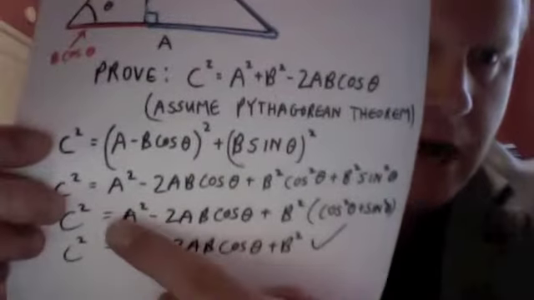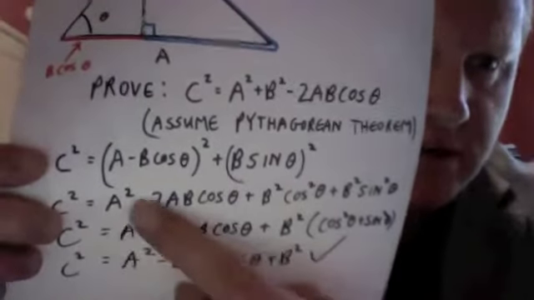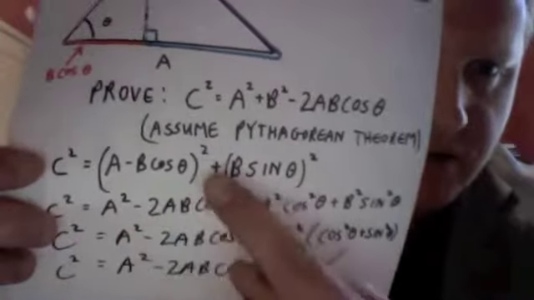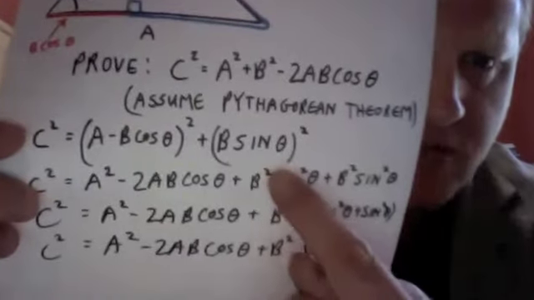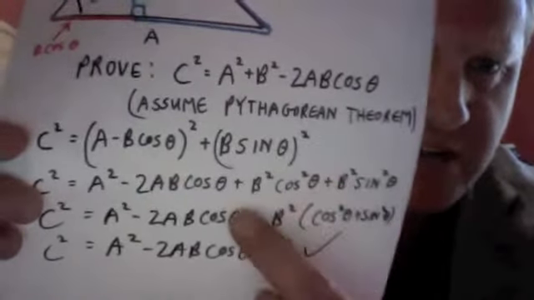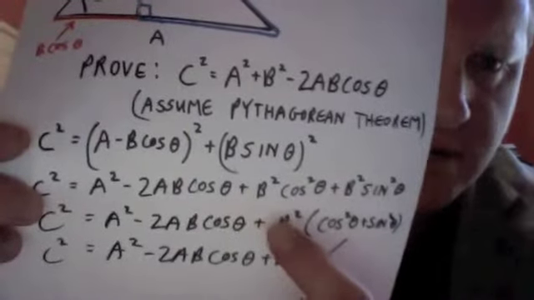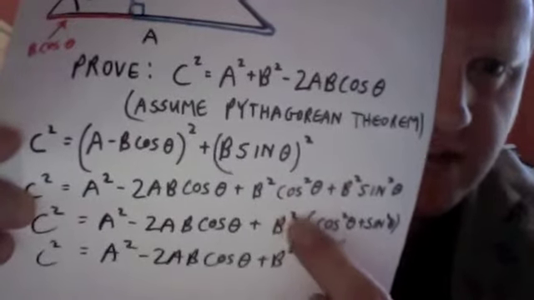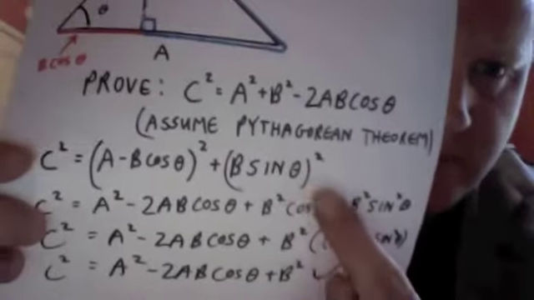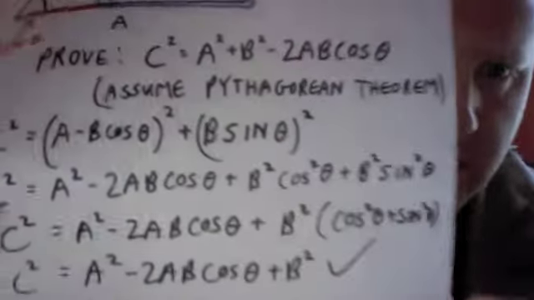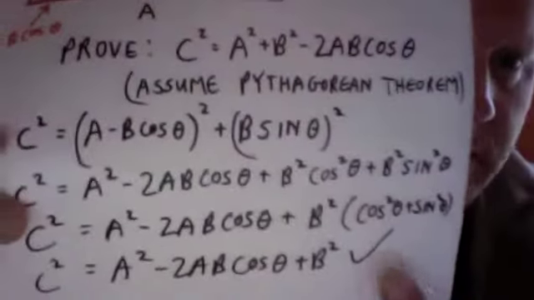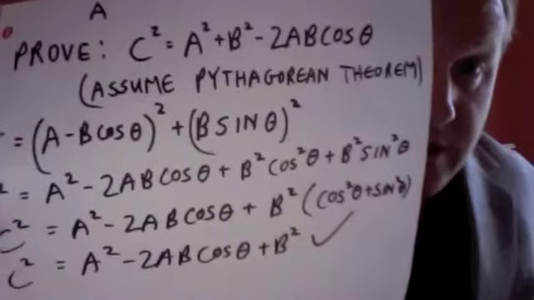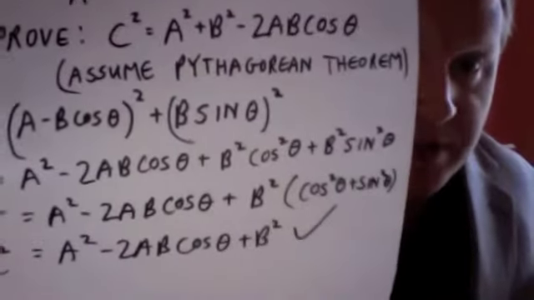Okay, now what I'm going to do here is I'm going to drop this down, and I'm going to factor B squared out of both of them, and I'm going to have B squared times cosine squared angle plus sine squared angle. Okay, now what is cosine squared angle plus sine squared angle? Well, that happens to be 1.